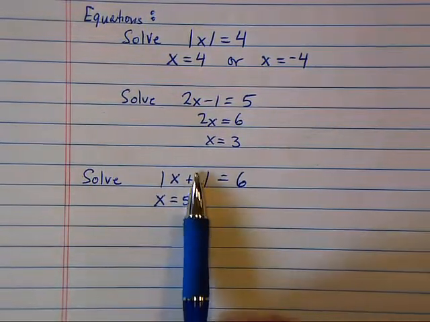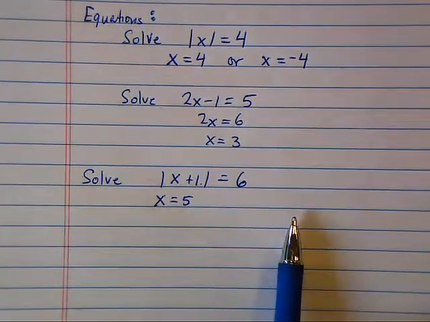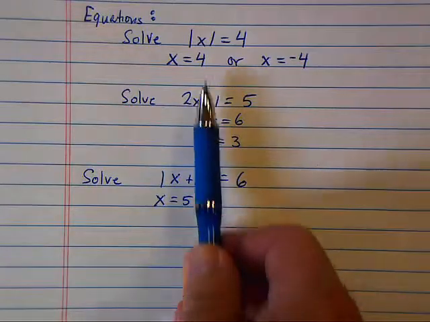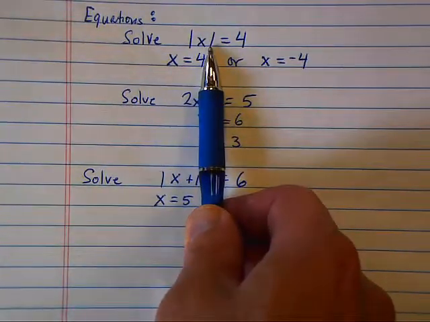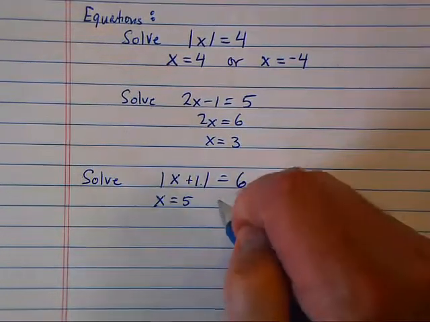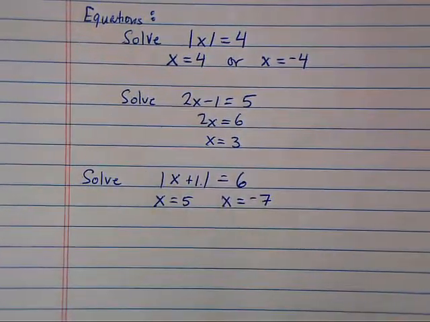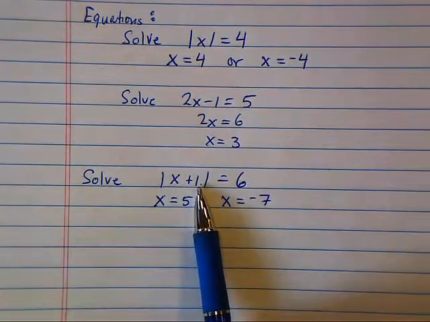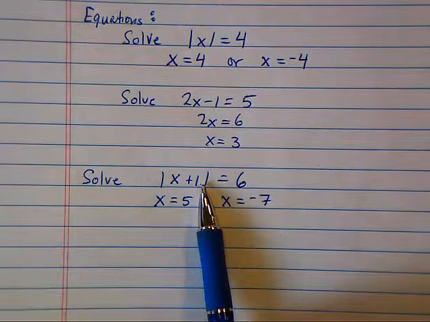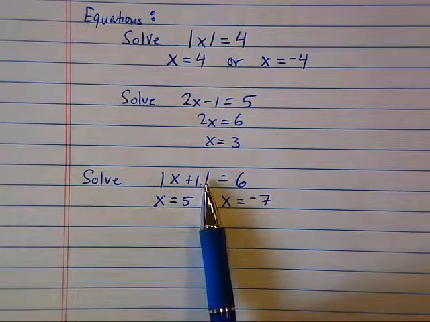Because we got this addition in here, it's not just going to be 5 and negative 5. The numbers aren't always going to match. The numbers are only going to match when I have just an x inside my absolute value symbol. So the other answer here is x equals negative 7. Because if I plug negative 7 in, what's negative 7 plus 1? Negative 6. And then when I do absolute value of negative 6, I get 6.